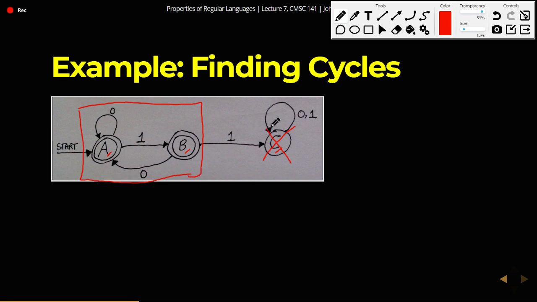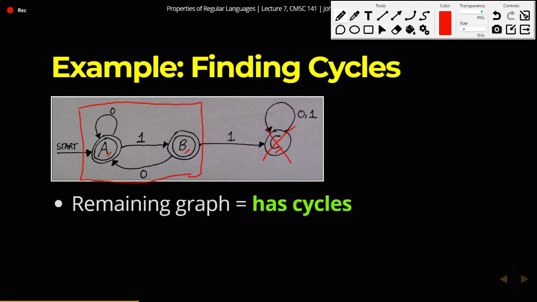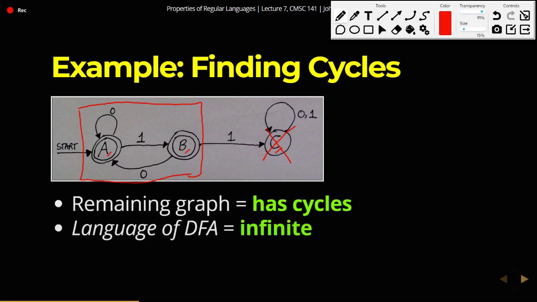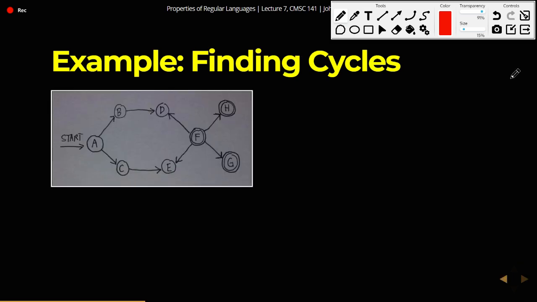But in our remaining DFA, there is still a cycle. So for example, this self loop is a cycle, and this one is also a cycle. So since there is a cycle in the remaining graph, we can say that the language of this DFA is infinite. Okay, so that's it.